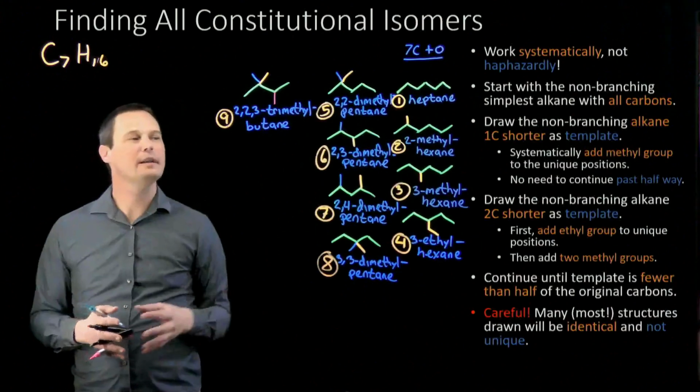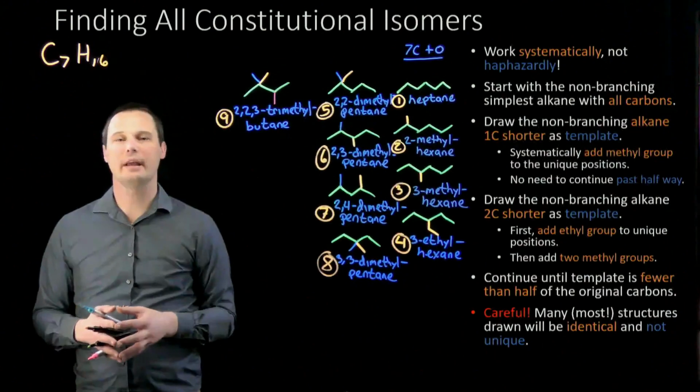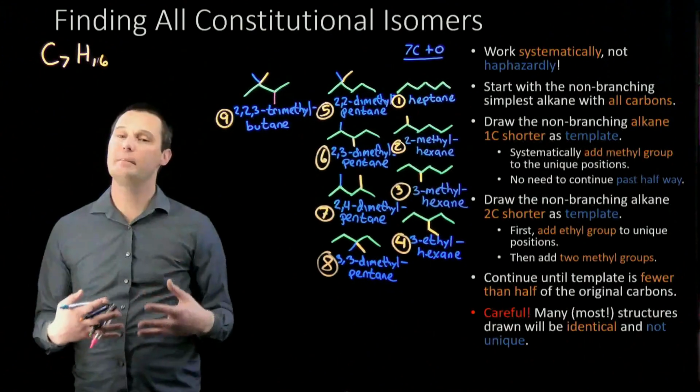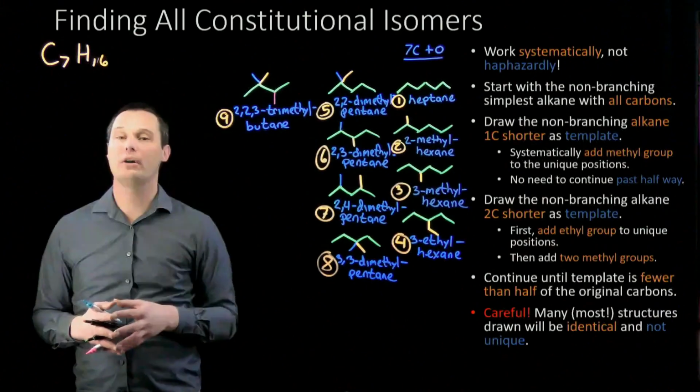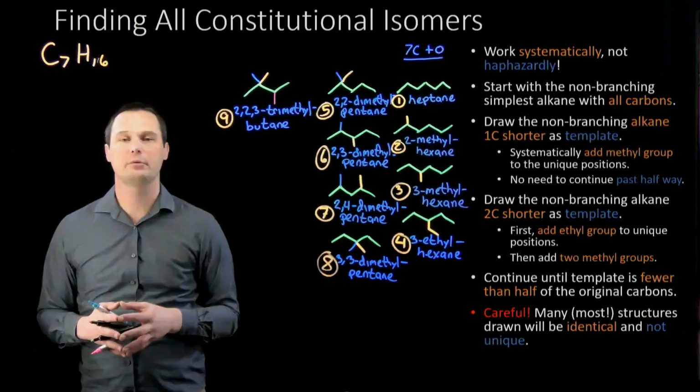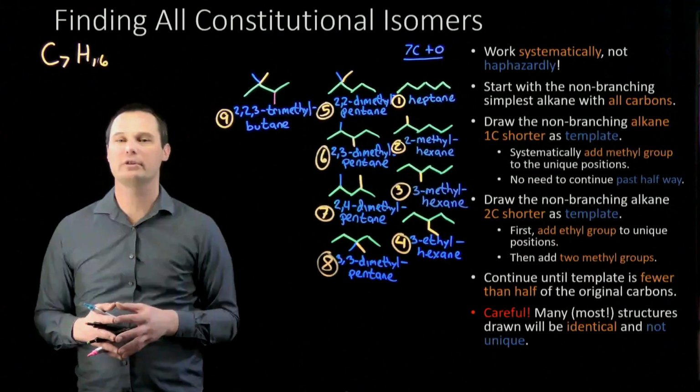There we have it. These are the 9 structural isomers of C₇H₁₆. We did that through a very systematic process, so you can take any molecular formula you're given, systematically try and find all the combinations of ways to arrange that number of carbons to find all the possible constitutional isomers.